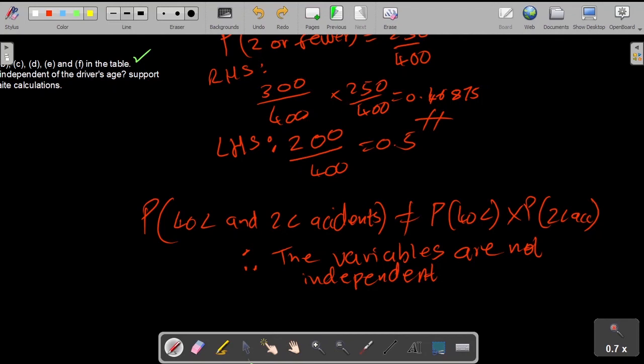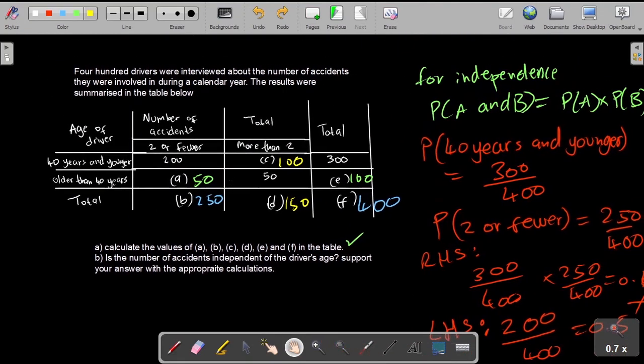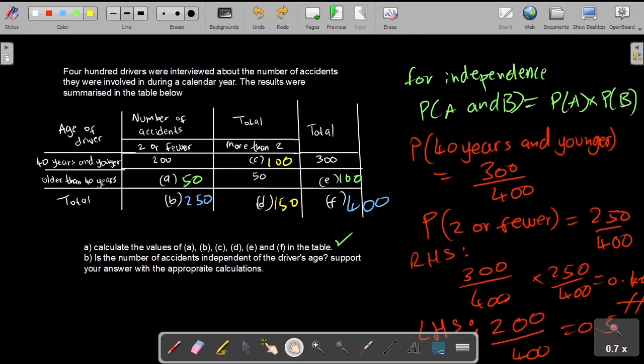So I just wanted to do another example, just so you're confident enough with these types of questions. And that is all with regards to contingency tables.